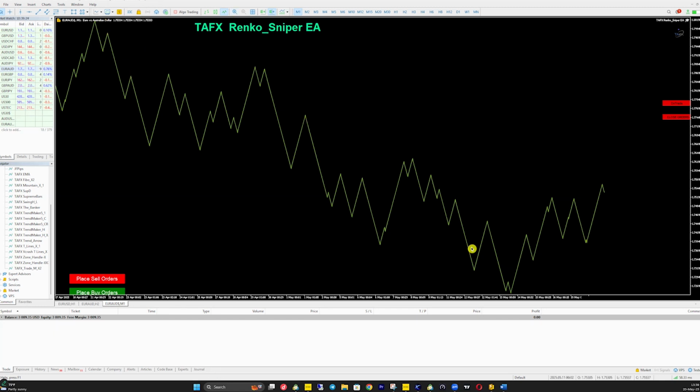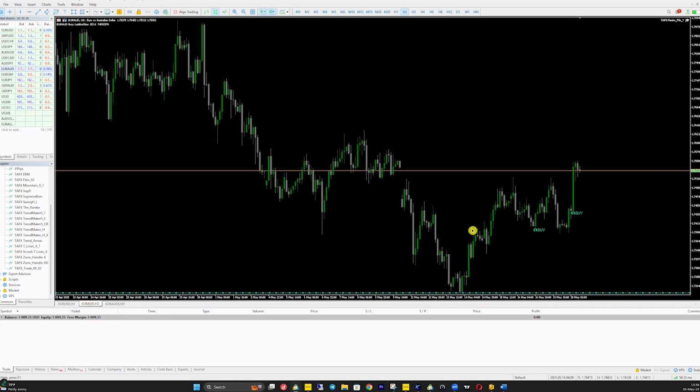As you can see, this is a downtrend, and from here we are expecting an uptrend. The good thing is, let's come to this part. You can see we are already coming from the low, so it is a buy market now. The market has changed direction.